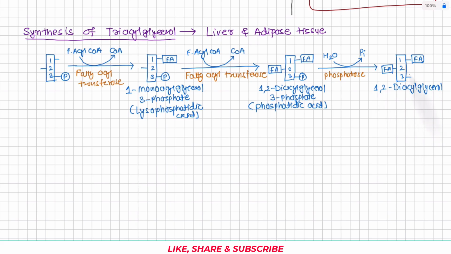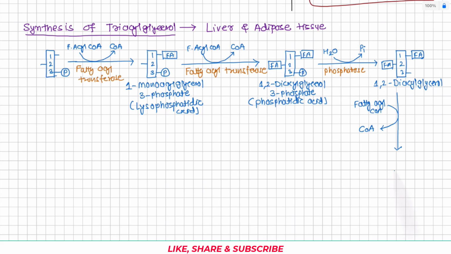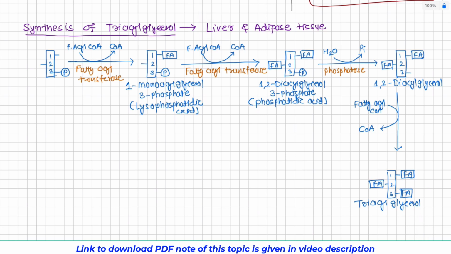With carbon 3 now free, the third fatty acyl-CoA adds its fatty acid there, coenzyme A is released one final time and the resultant compound looks like this. And it is our triacylglycerol. This last step is also catalyzed by fatty acyl transferase. So to summarize the sequence, glycerol 3-phosphate gets fatty acids added at carbon 1 and 2, then loses its phosphate at carbon 3 and then gets a third fatty acid, giving the final triacylglycerol molecule.